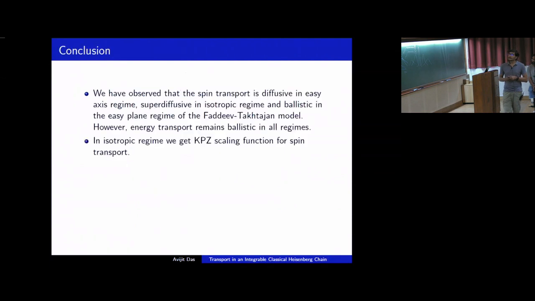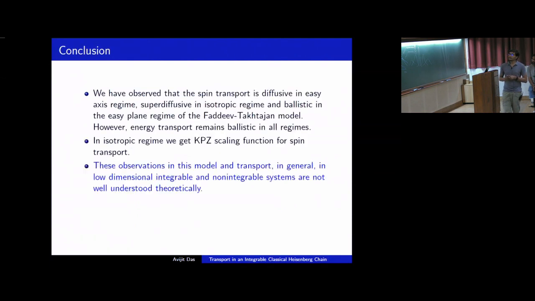Okay, good. So how do I conclude? We studied this integrable spin chain. Here we get various kinds of transport in various quantities in various parameter regimes. It is a very featureful model, and we also get KPZ at the end of the day. But these are observations, and the theory is mostly unknown. Okay, thank you.